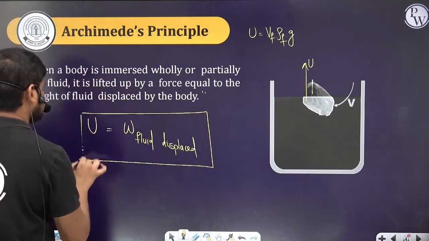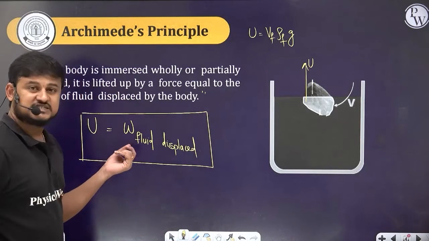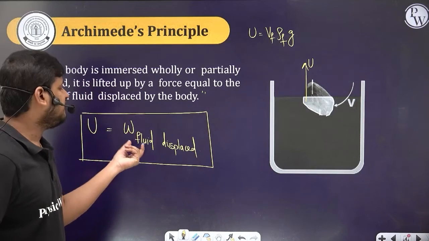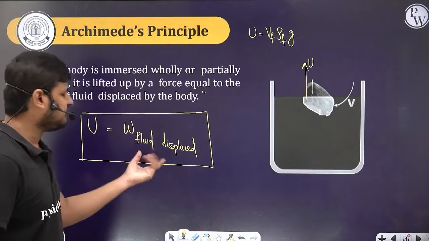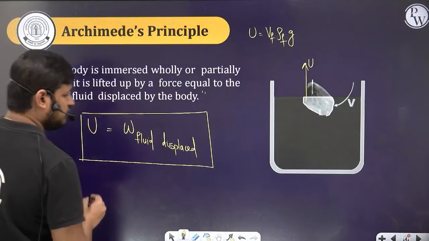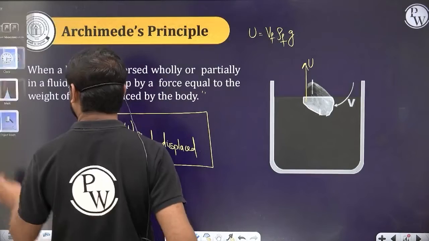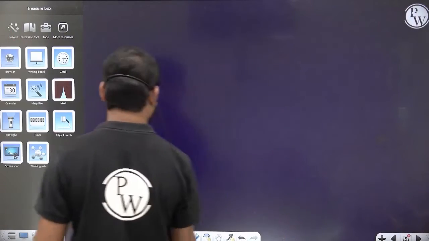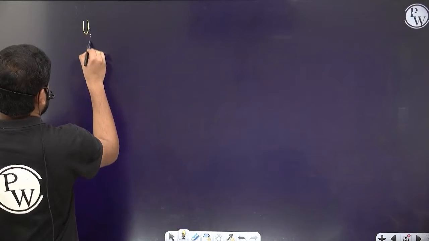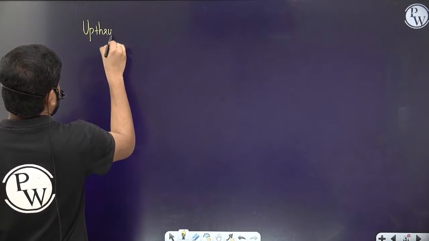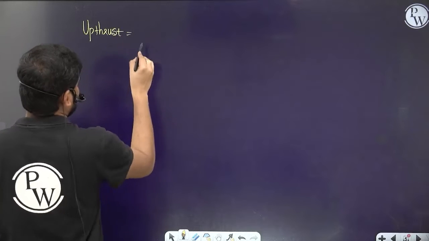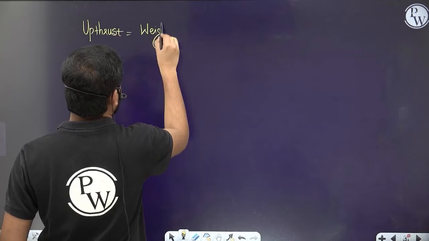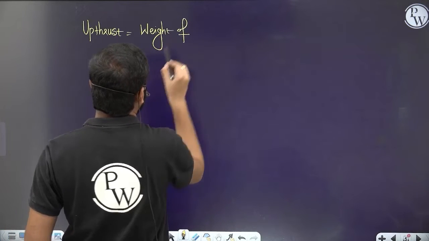The upthrust is nothing but the weight of the fluid displaced. Remember this one. Now let me write it in the next slide. Just follow the concept, I'll go slow. So the upthrust is equal to the weight of fluid displaced.